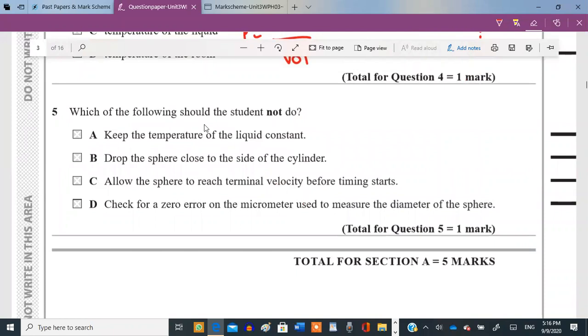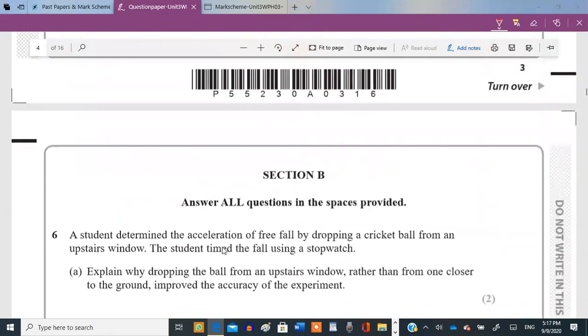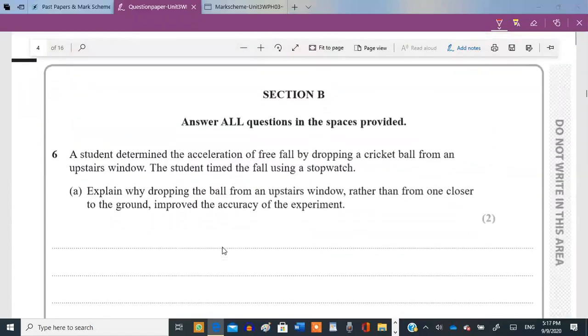Now this one, which of the following should the student not do? Keep the temperature of the liquid constant. Yeah, the temperature should stay constant, otherwise the viscosity will change. Drop the sphere close to the side of the cylinder. Is this advisable? No, that's not advisable because the cylinder's wall would apply a resistive force on it and not allow it to reach the terminal velocity that's required. And check for zero error, that's also required, so it's B. Move on to the next. Okay, so we are done with the MCQs.